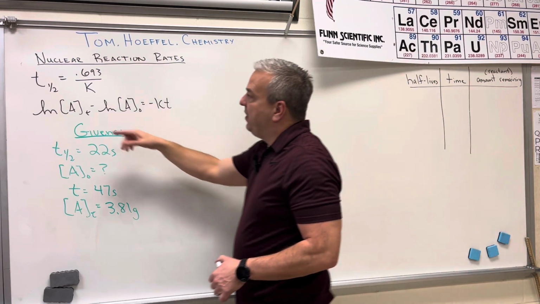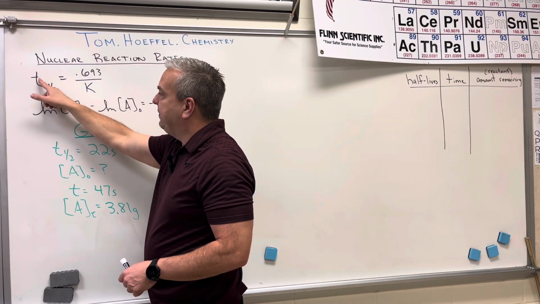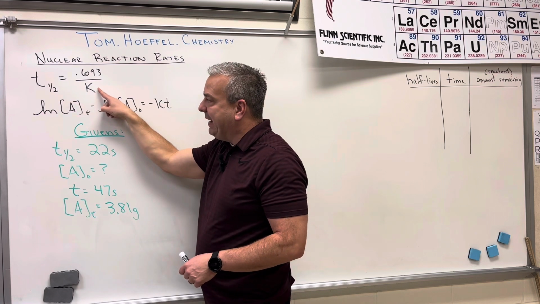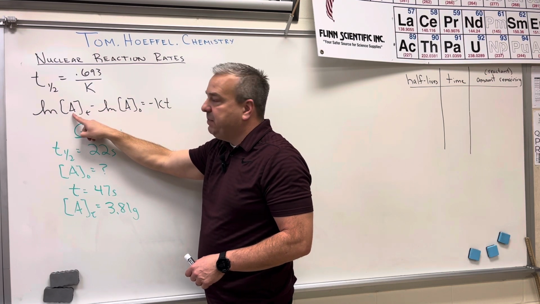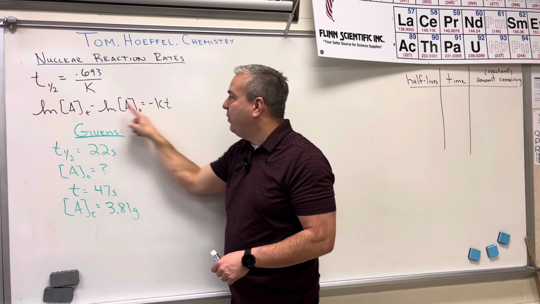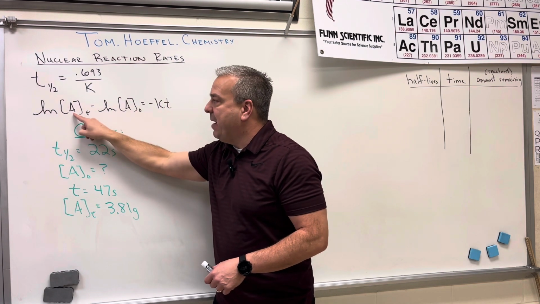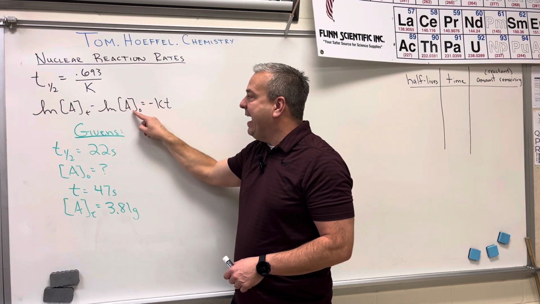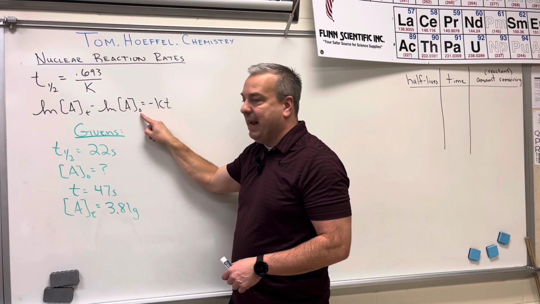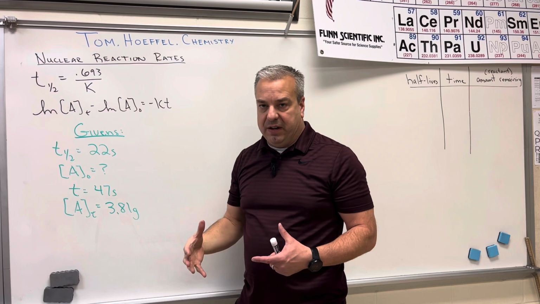Okay, so the T1/2 is your half-life time, k is your rate constant, A sub t is the amount at time t, so it always matches this time. So if this is 2 hours, then this is the amount at 2 hours. And A sub 0 is the amount at time equals 0, or what we call the initial amount.